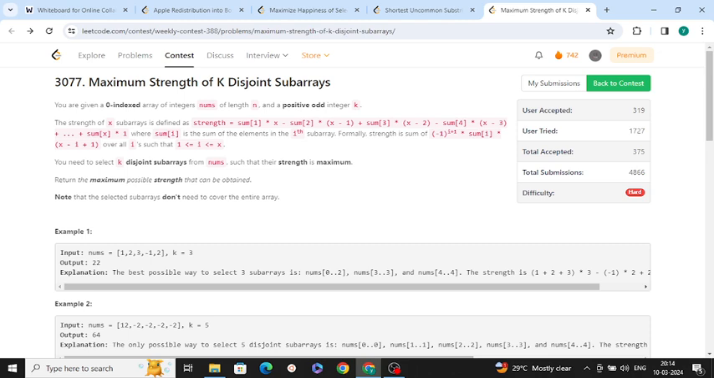The formula for the strength they have given. Strength is nothing but the first subarray that we have built, right? Calculate the sum of that subarray that you have broken down, and multiply it with x. Then the second subarray you have encountered, multiply it with x minus 1, but now you need to subtract it. Then the third subarray that you got, add it and multiply it with x minus 2, but here you need to add it. So minus, plus, minus is the first thing they are showing. So we need to break the subarrays and use x minus 1, x minus 2.